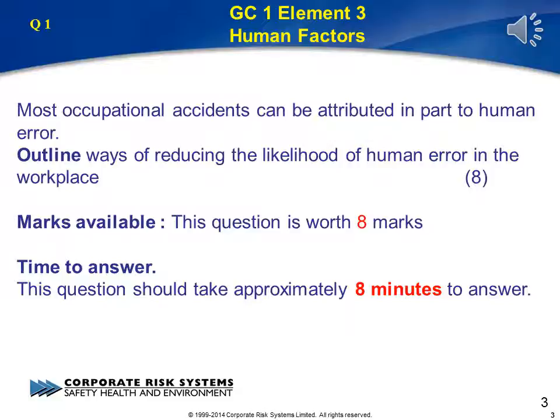Most occupational accidents can be attributed in part to human error. Your question is to outline ways of reducing the likelihood of human error in the workplace. You have 8 minutes to answer this question. Your time starts now.